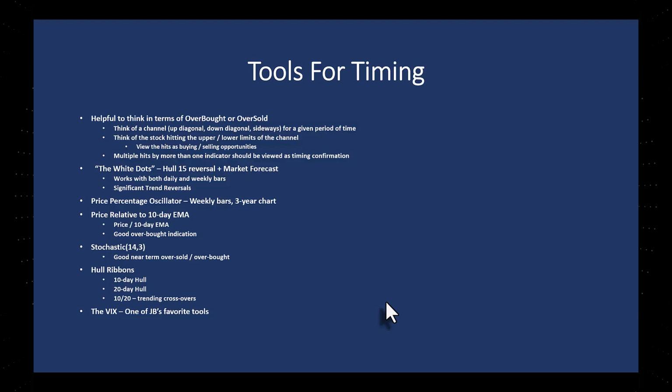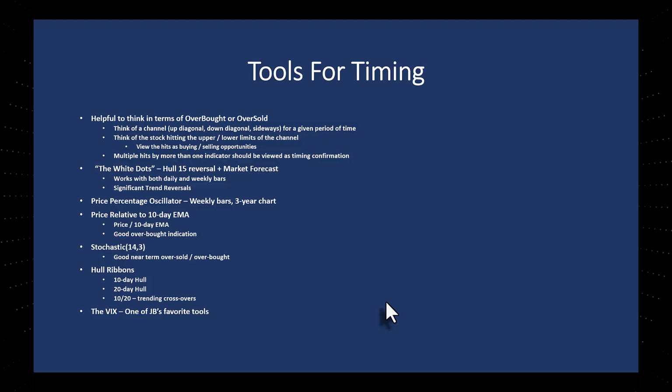It's more helpful, at least from my mind, to think of timing in terms of being overbought or oversold. And if you think of it as like a channel, either an upward moving diagonal channel or a downward moving diagonal channel, or perhaps going sideways, and you think of it for a specific period of time, you can get the perspective: over this period of time in this channel, where is the current price? Is it near the top of the channel or near the bottom of the channel? Does that mean I'm overbought or I'm oversold?